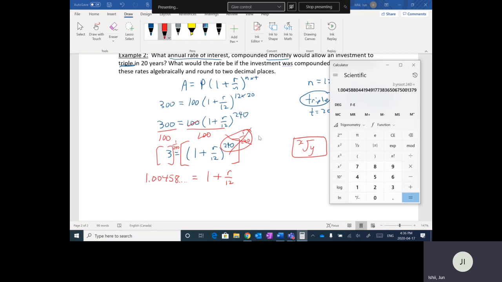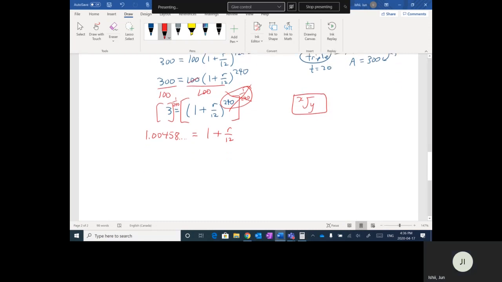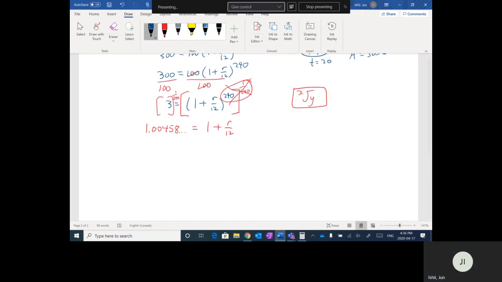At this point, I had to show you both ways. It's convenient to have this button, but if you don't, then you would have to raise it to the 1 over 240th power. The next step here is to take the 1 and move it over. So I'm going to subtract 1, and that just cancels this. So I have 0.00458 equals r over 12.